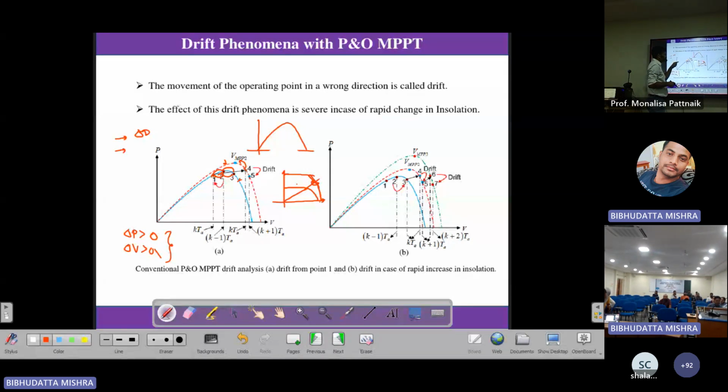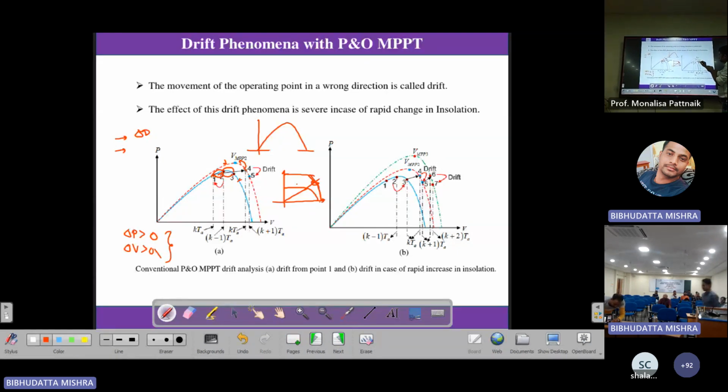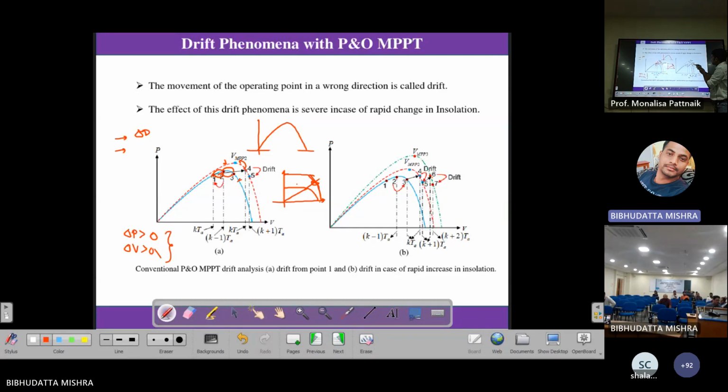Now, this may be a dangerous thing. From this picture to this picture, initially it changes to this, and when it is here it takes the wrong decision, and again the irradiation changes. So it will shift to this point, and again del P greater than 0, del V greater than 0, so it will move on to the next point. If at this point the irradiation increases again, then it will move further. Like this it may happen that it goes to the open circuit voltage. And this problem is called the drift problem.